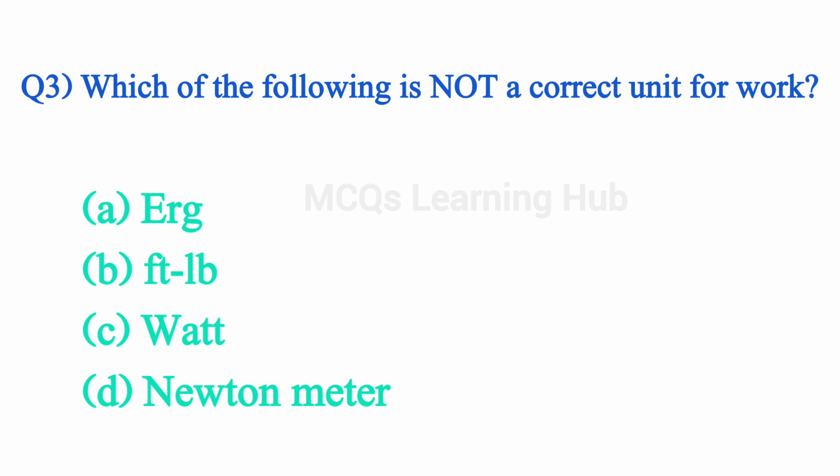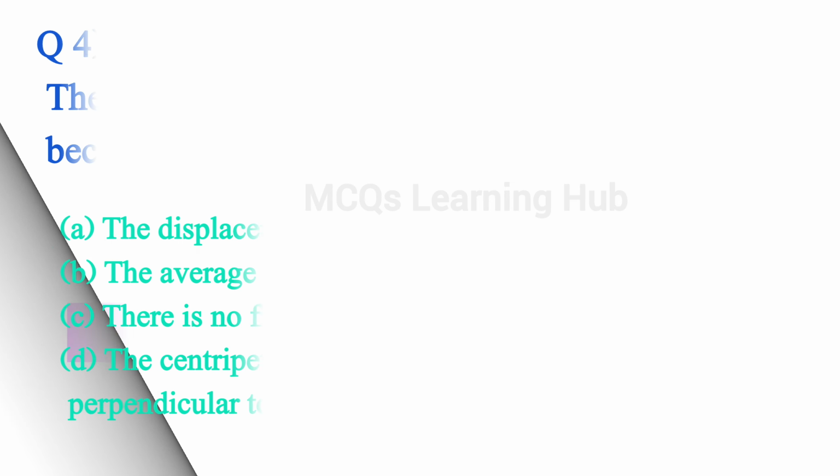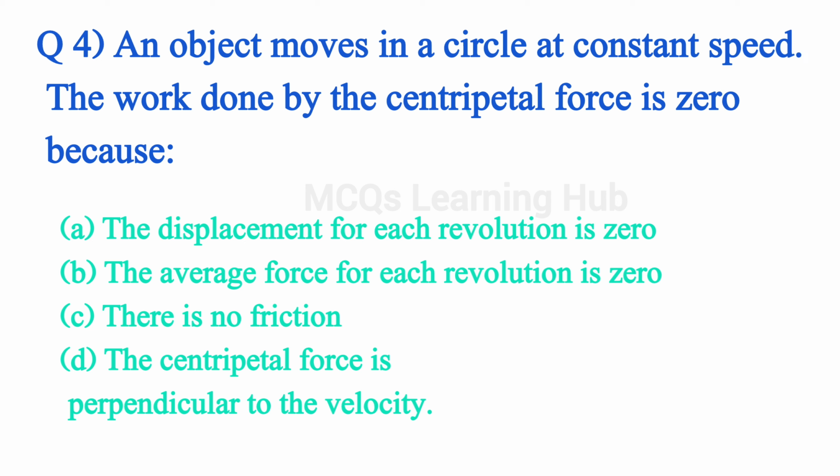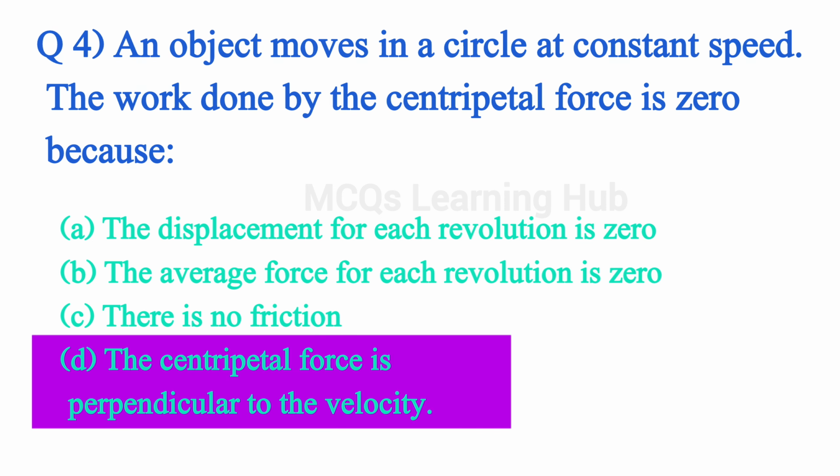Which of the following is not a correct unit for work? Option C is correct. An object moves in a circle at constant speed. The work done by the centripetal force is 0 because. Option D is correct.